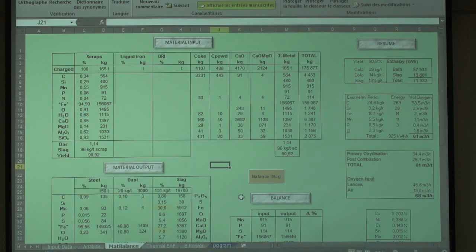Okay, so scrap is clear in percentage. Yeah. Then steel is clear in weight and analysis. Dust is given. Slag has been calculated, but we still don't know how much scrap we need, and we don't know how much carbon powder, CaO, and dolomite. So we have to calculate these weights now. Yeah?